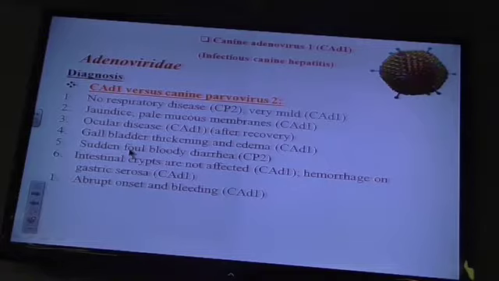The foul, bloody diarrhea, usually it's more severe in parvo compared to adeno. The crits are not affected in the case of adeno. The hemorrhage and the gastric cirrhosis in adeno, and then the abrupt onset of the disease and the bleeding in adeno, which is different from parvo. So differential diagnosis also is important because of the common diarrhea and systemic disease.